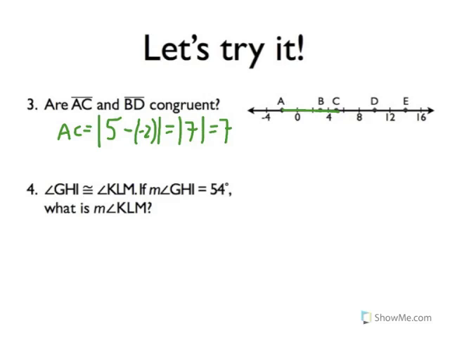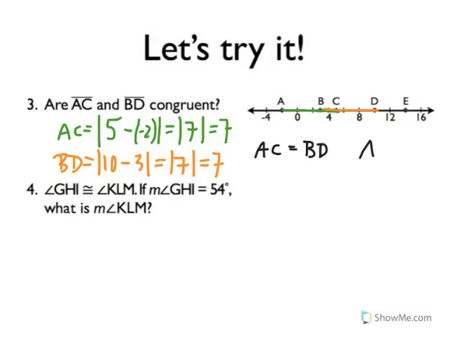Now let's look at the length of BD. BD is going to equal the absolute value of the coordinate of D, which is 10, and the coordinate of B, which is 3. 10 minus 3 is 7. The absolute value of 7 is once again 7. We have just discovered that AC is equal to BD. That means that segment AC is congruent to segment BD. So yes, they are congruent.